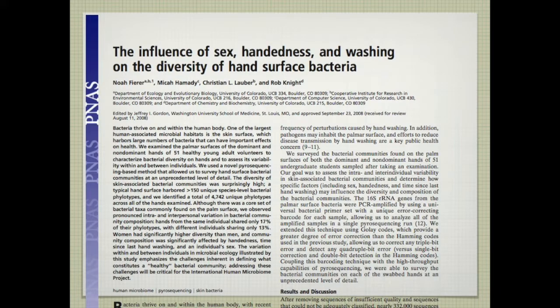So this paper, The Influence of Sex-Handedness and Washing on the Diversity of Hand Surface Bacteria, by Noah and Rob Knight's lab. Same folks as we talked about the other day. This paper is actually a little earlier. This is from 2008.